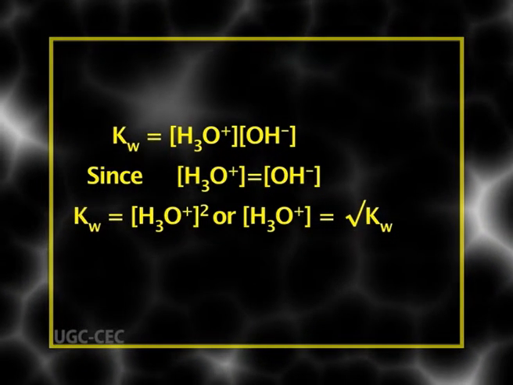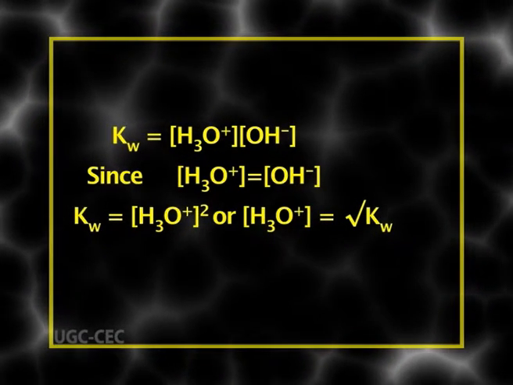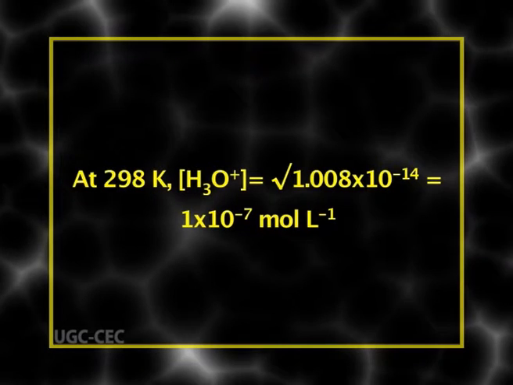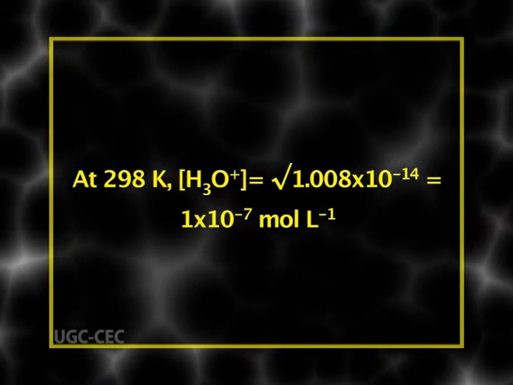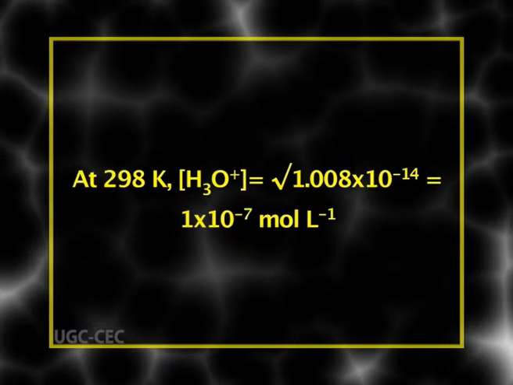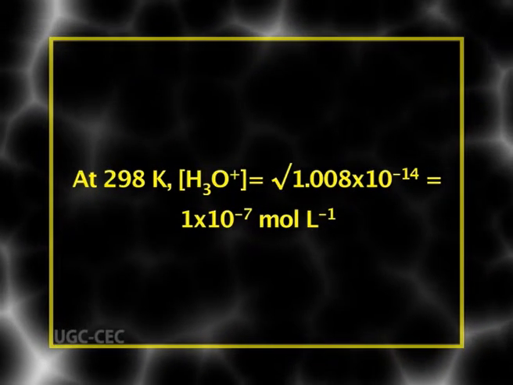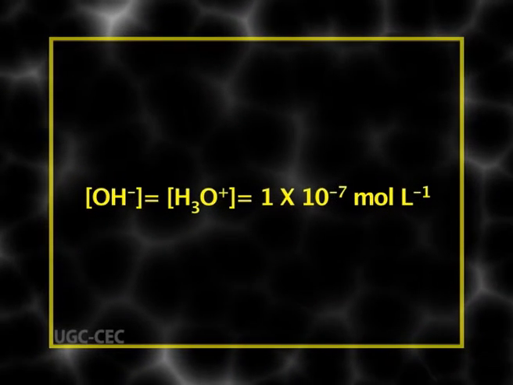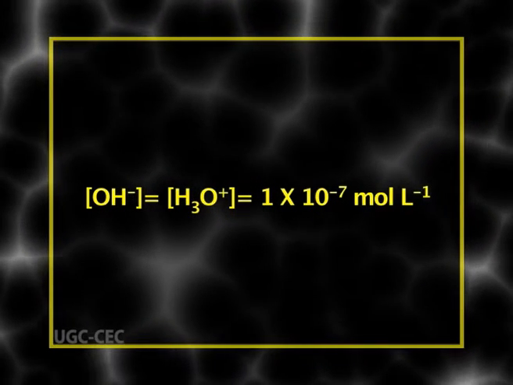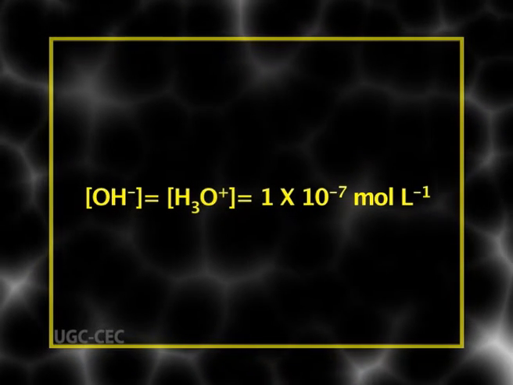Or we may have hydronium ion concentration equal to the square root of Kw, which means the ionic product of water. At 298 Kelvin, the concentration of hydronium ions is equal to the square root of 1.008 into 10 to the power minus 14, which is equal to 1 into 10 to the power minus 7 moles per liter. And similarly, the hydroxyl ion concentration, which is equal to the hydronium ion concentration, is also 1 into 10 to the power minus 7 moles per liter.